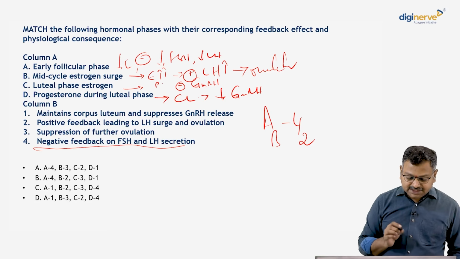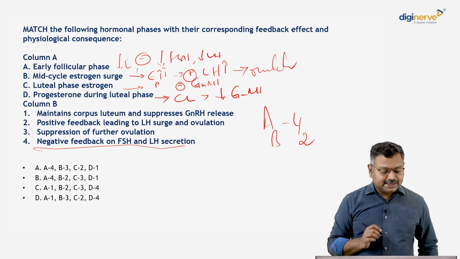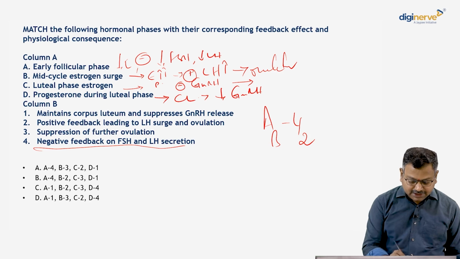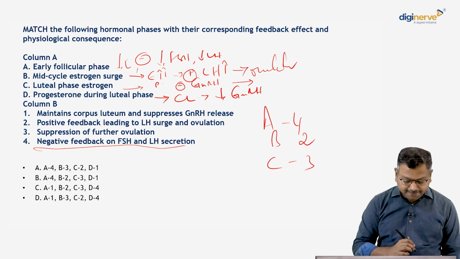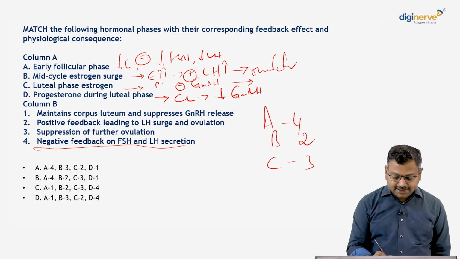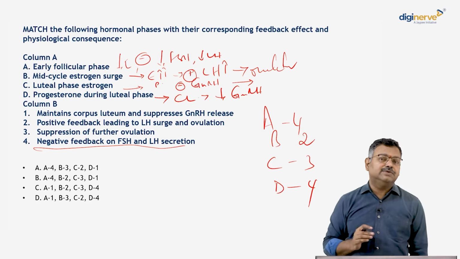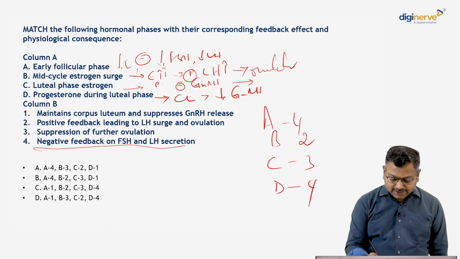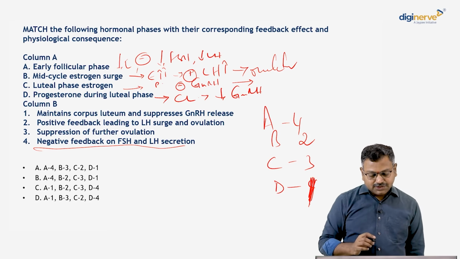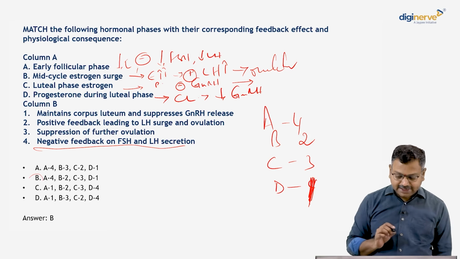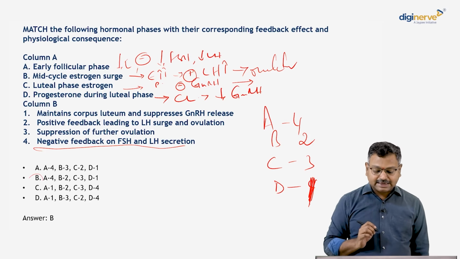The luteal phase estrogen is going to inhibit the GnRH and suppress further ovulation. So C is going to 3. And the progesterone during the luteal phase is primarily to maintain the corpus luteum. So D is going to 1. So the sequence is 4, 2, 3, 1. If you see, option B is the correct answer.